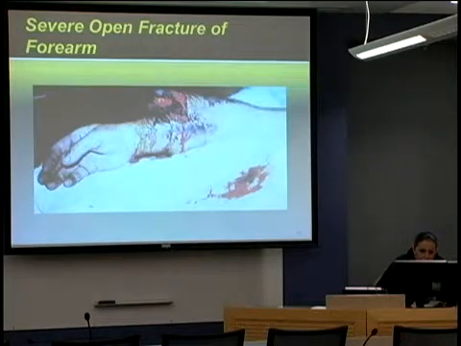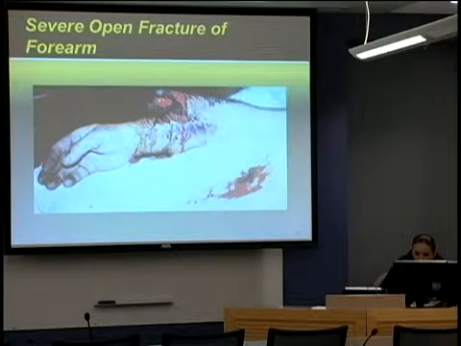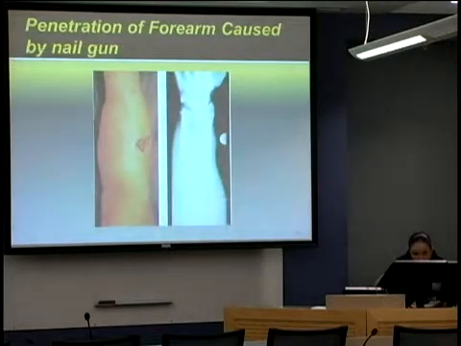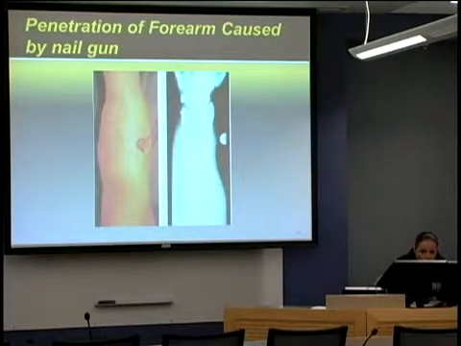Here's an example of a severe open fracture. You see the integrity of the skin is compromised, and you can see the bones going through the skin. Here's an example of penetration of the forearm caused by a nail gun. Again, you see the skin is compromised.